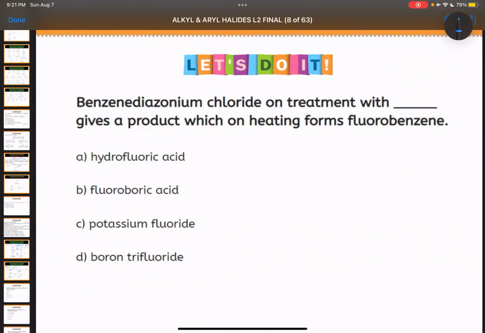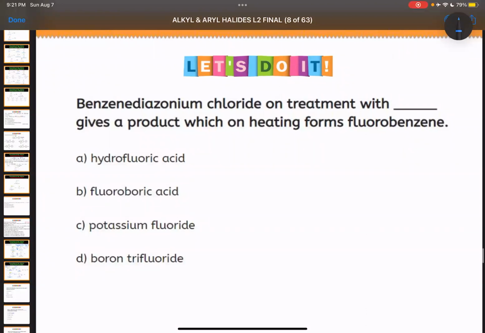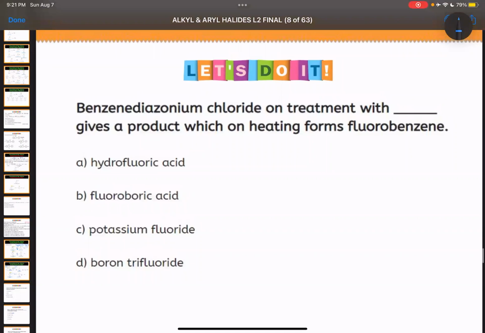So benzene diazonium chloride is treated with fluoroboric acid and gives a product, which on heating forms fluorobenzene. Option B, yeah, correct. Fluoroboric acid can be written as H plus and BF4 minus, or you can write it as a summation of HF and BF3, right?